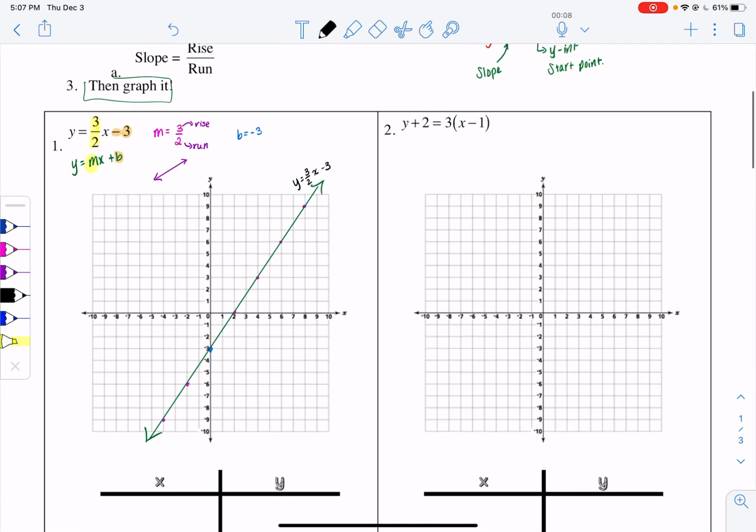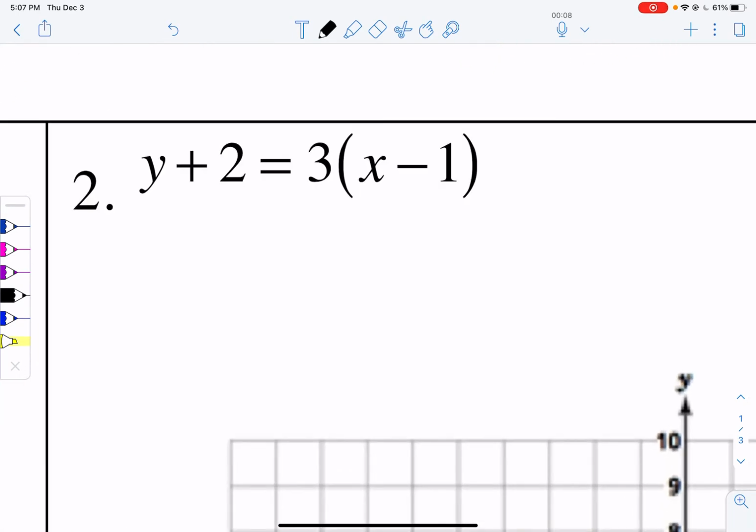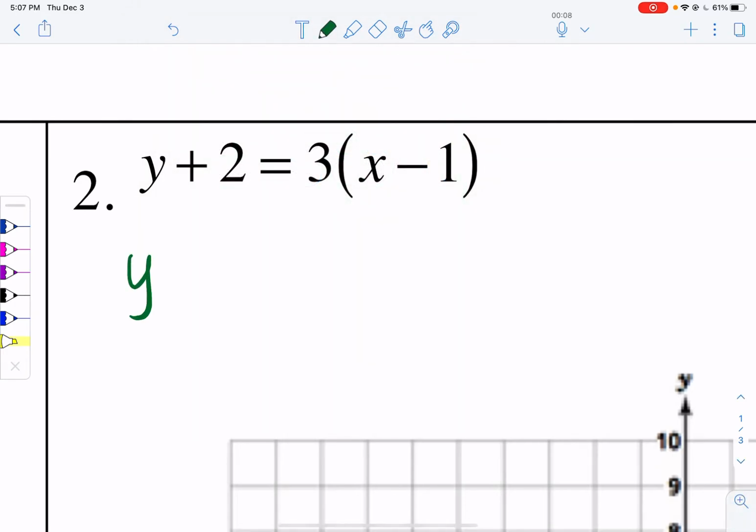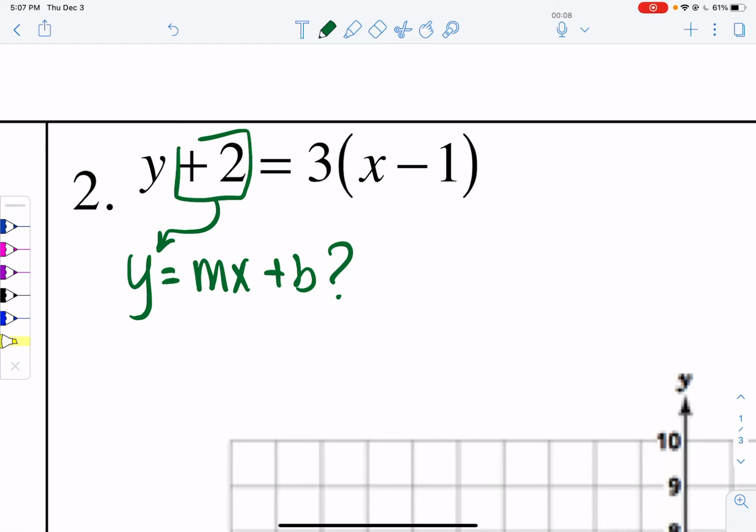So our next example, I need to ask myself, is it in y equals mx plus b form? If I look, I have a plus 2 with my y. So it's not in y equals mx plus b form. I want to get rid of that plus 2. I also have parentheses. So I really need to figure out how to get this into y equals mx plus b form. So what I'm going to do is rewrite this equation.